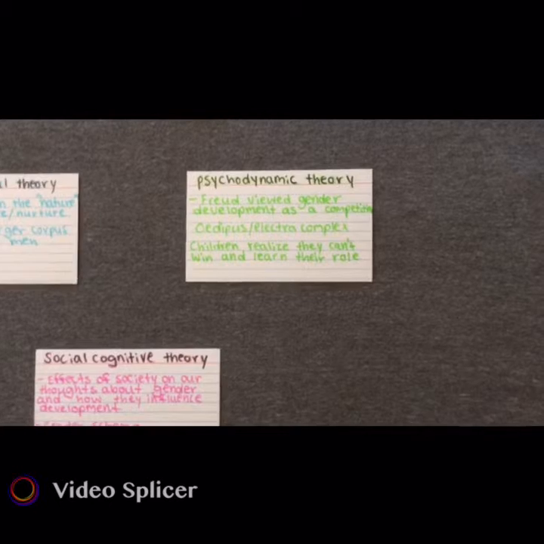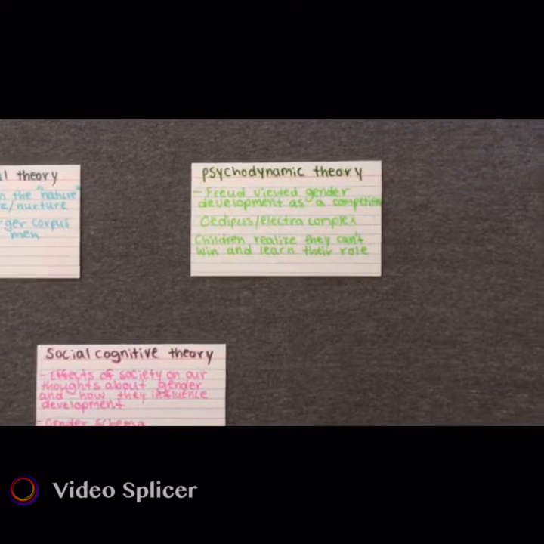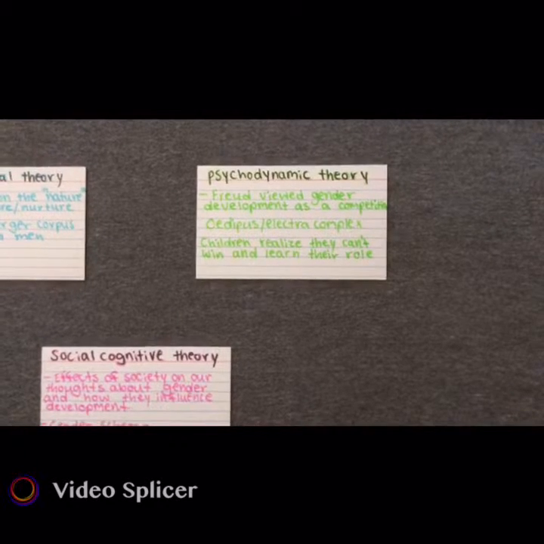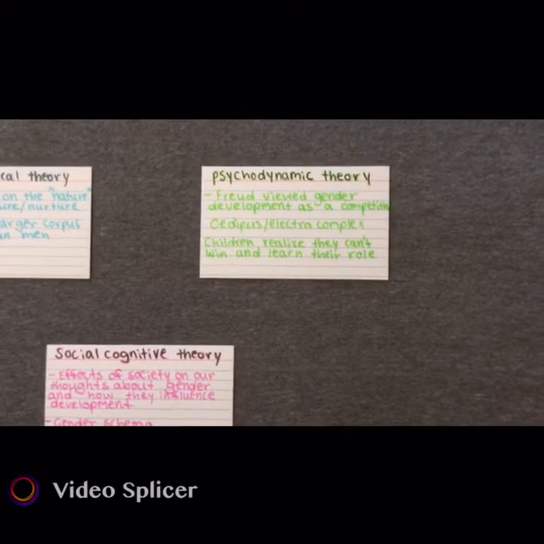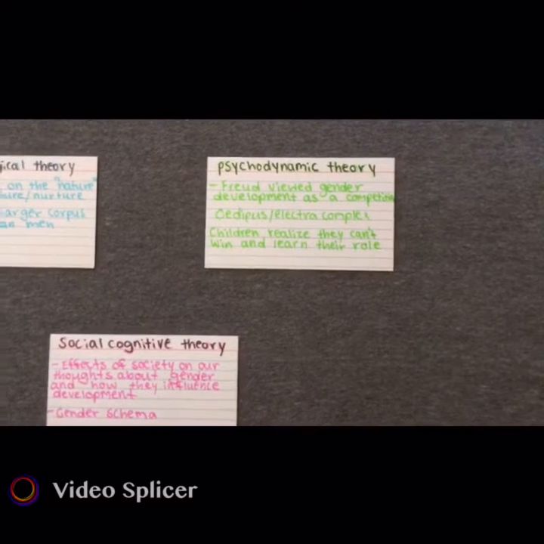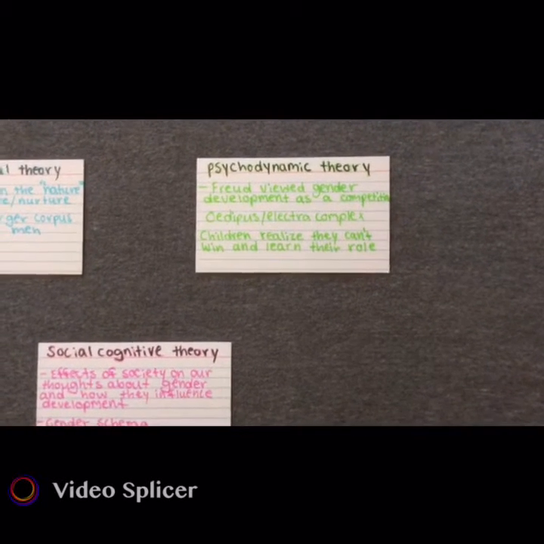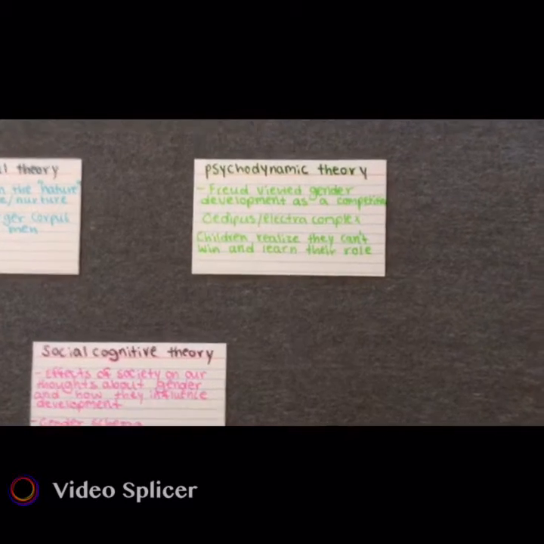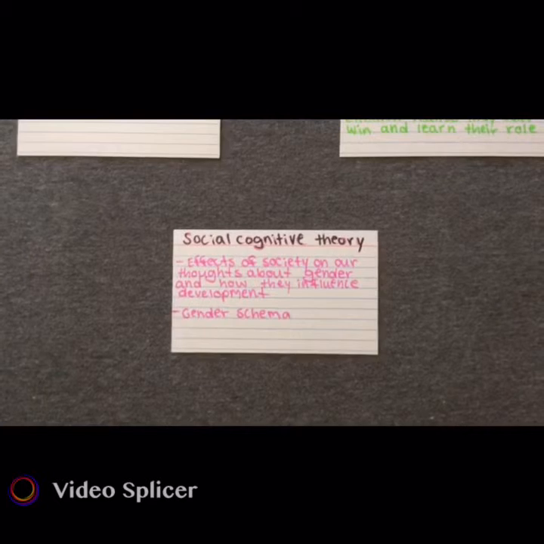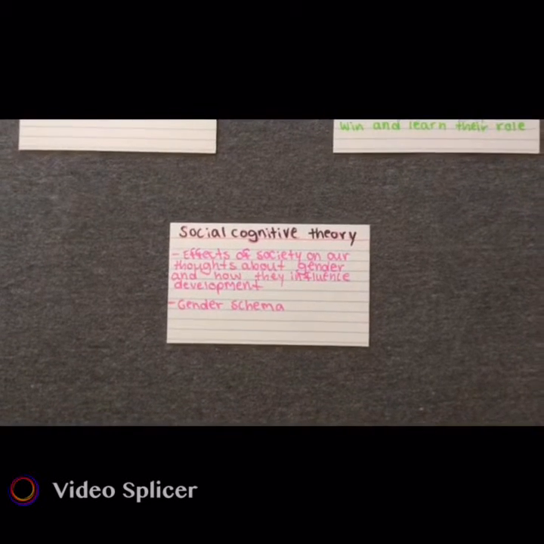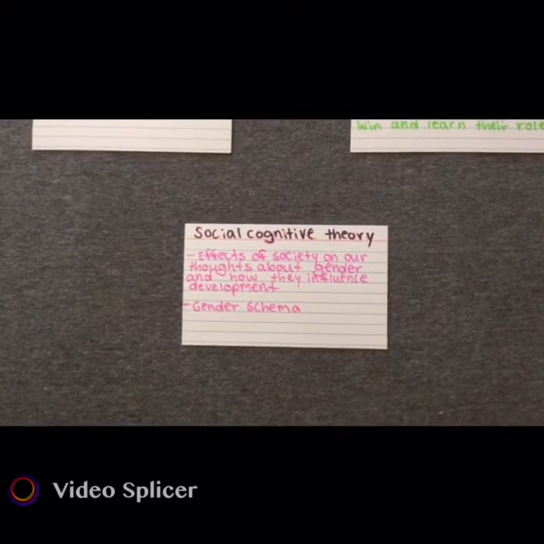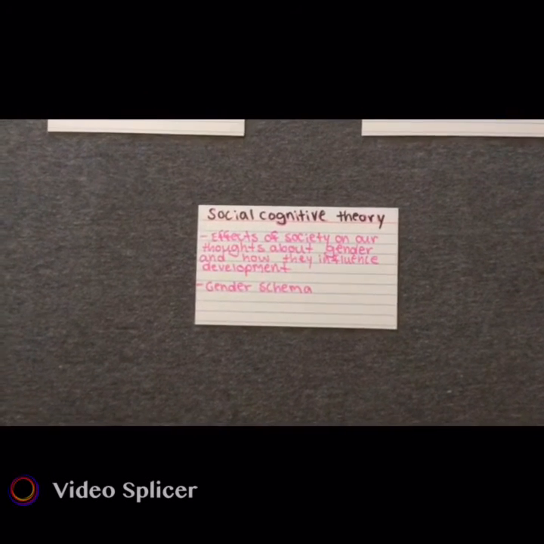The next theory is the psychodynamic theory. Freud viewed gender development as a competition and backed this up with his examples of the Oedipus and Electra complex. Children realize they can't win against their mom or dad and then end up learning their gender role. The last theory is social cognitive theory. Effects of society on our thoughts about gender and how they influence development. This also helps us to develop a gender schema.